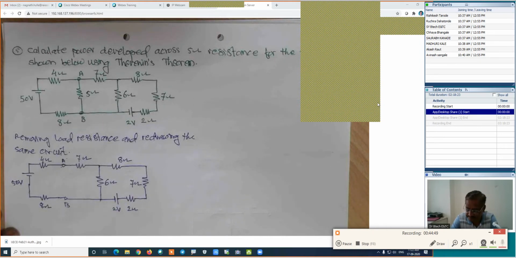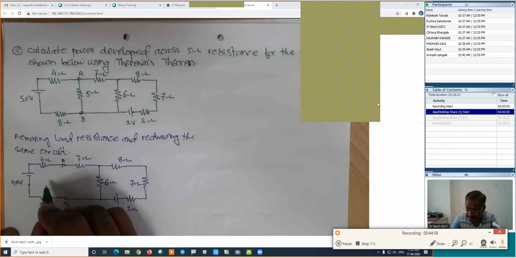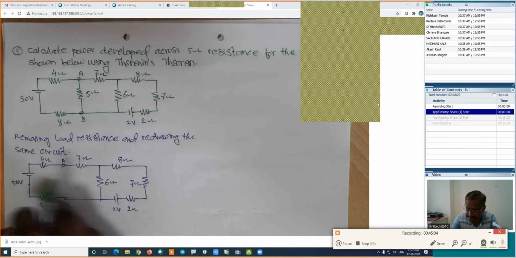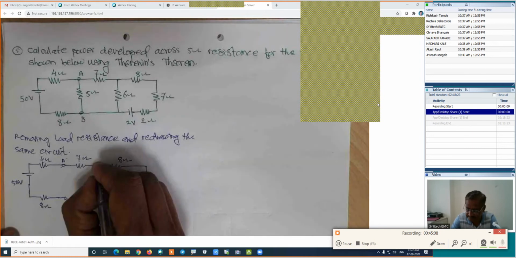I guess you are comfortable with the mesh analysis. That is why I am not solving it by mesh. Is it right? Because I know that if it is loop 1, this is loop 2, apply the KVL to this loop, and we are able to calculate the current in the whole loop. Or nodal analysis, I will use the nodal analysis here.